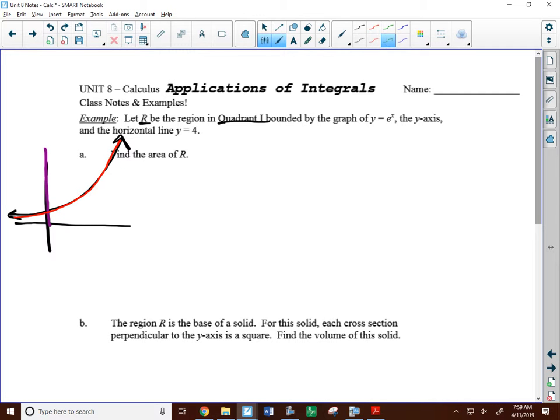And let's see what else. Bounded by the graph, y-axis and y equals 4. A horizontal line at 4. So that'd be somewhere like here. So basically on this one it wasn't as much here's one function. It was here's the region created. And then on that region we're going to build up some type of shape here. That's going to be squared, it looks like.